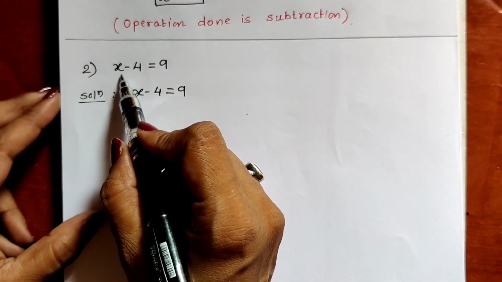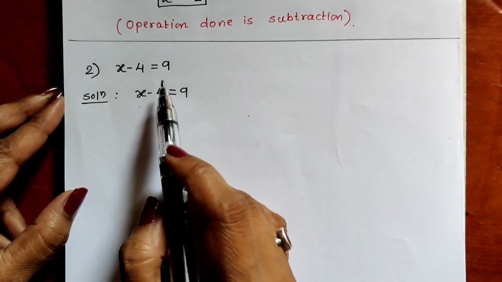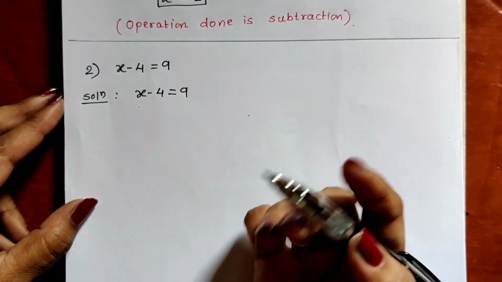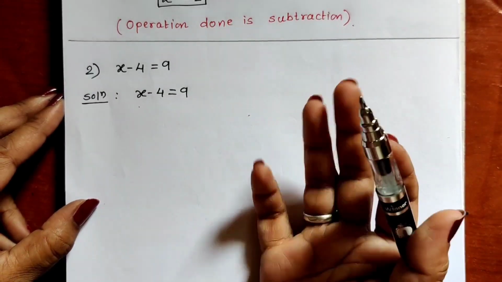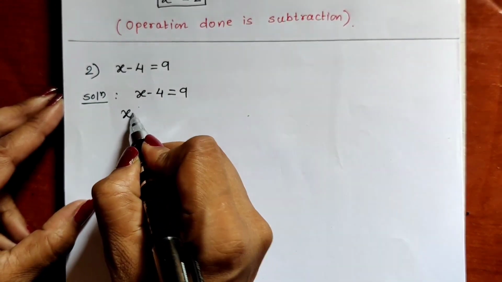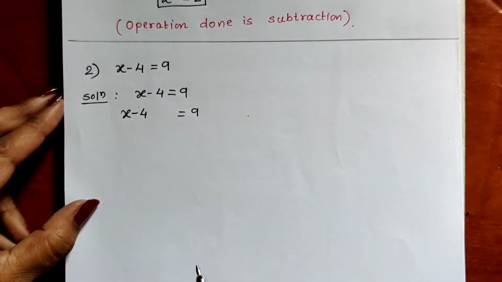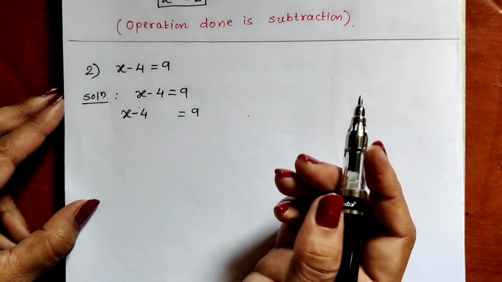The second sum is x minus 4 equal to 9. The variable side is the left hand side. On the left hand side subtraction is there, so we have to perform exactly the opposite. 4 is subtracted, so what we have to do? We have to add 4. I will write the left hand side as it is, and the right hand side as it is. Only, I will add 4 on both the sides.